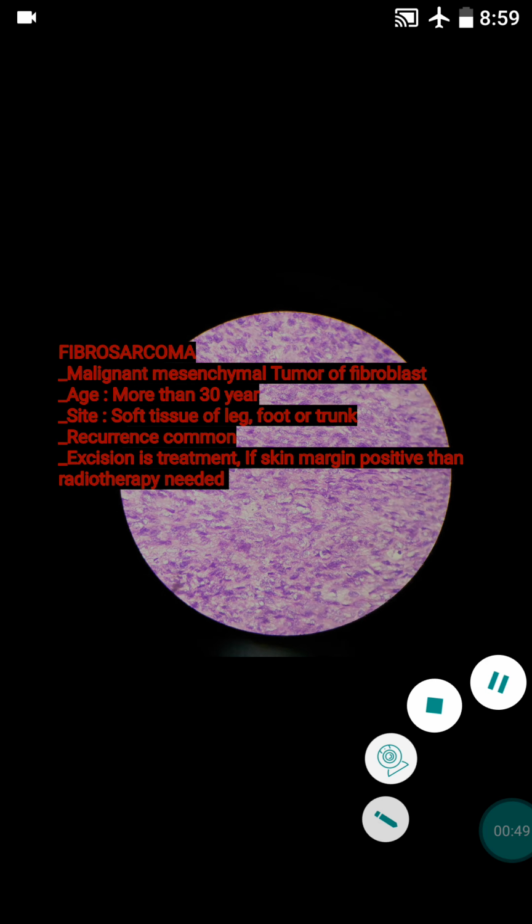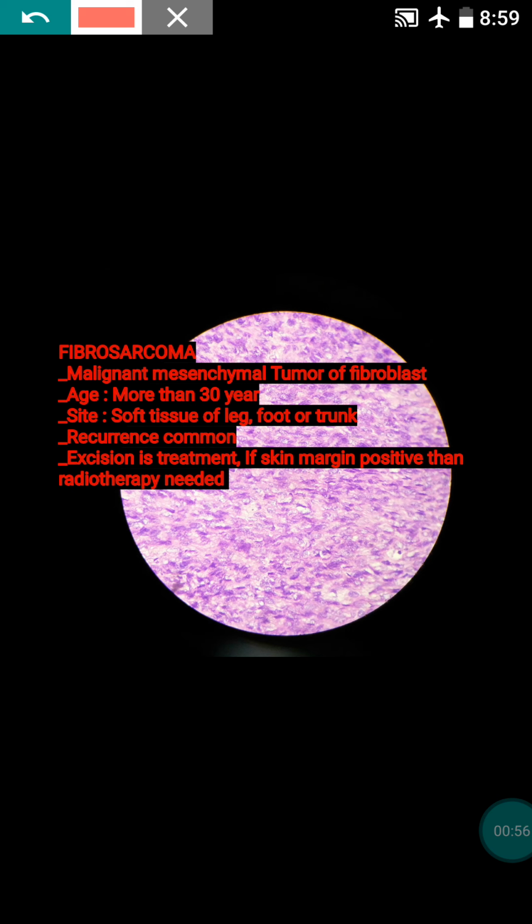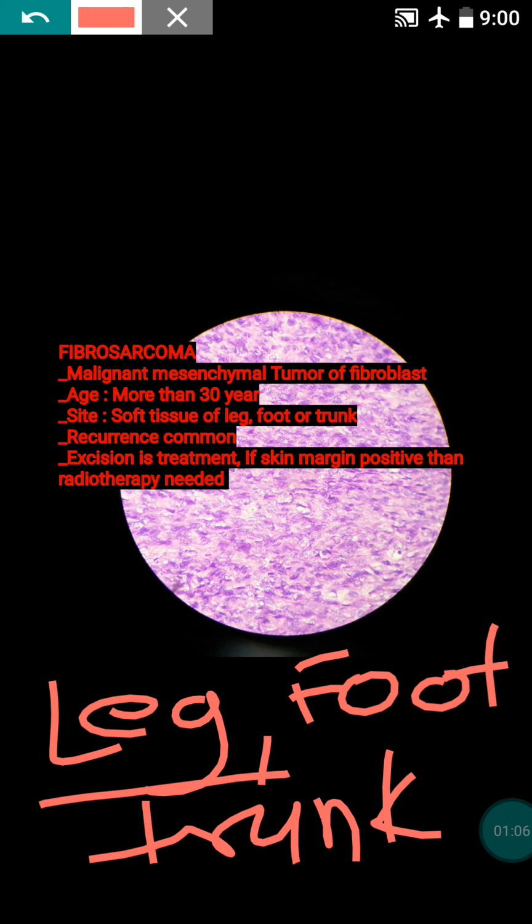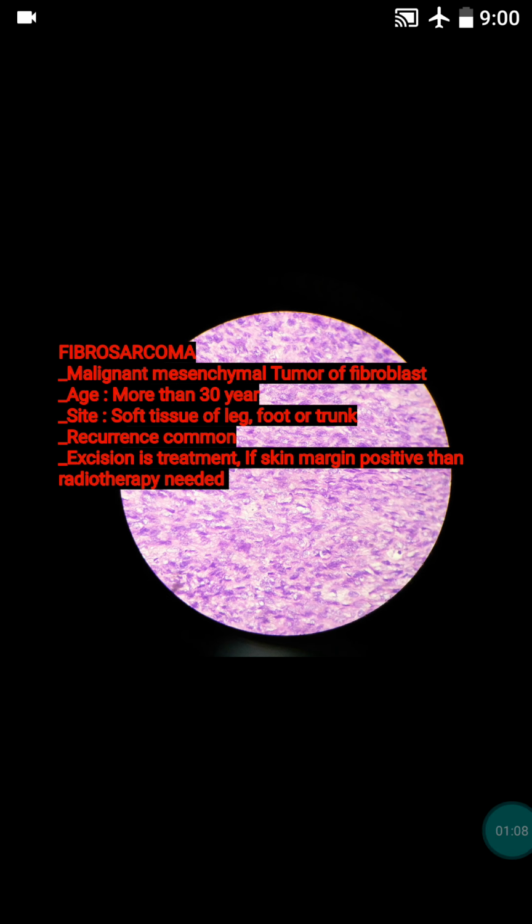Which are the common sites for the development of this tumor? The common sites include soft tissue of the leg, of the foot, or of the trunk. Sometimes it can be the retroperitoneum. The leg is a very common site. But you might be surprised that we got a biopsy from a neck swelling and diagnosed a case of fibrosarcoma from this neck swelling. So that's a very unusual site, but sometimes it can develop anywhere in the body. It's a soft tissue tumor.